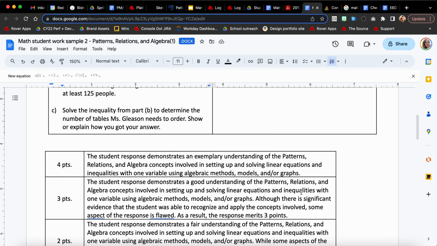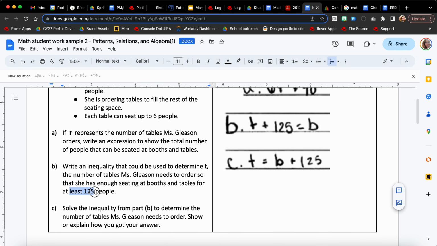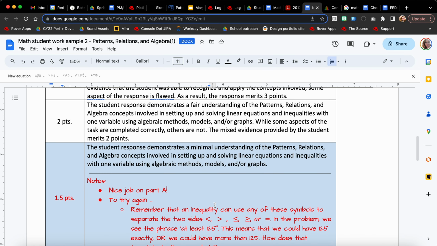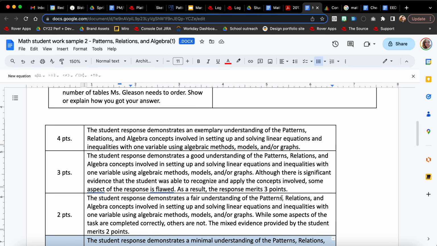I would also think about how, since when we think inequality, there's a couple different symbols. You have an equal sign here, which could be correct, but I want you to take a look at where it says at least 125 people. Is 126 at least 125? It is. It's at least that. It could be 125, but it also can be greater than 125. So when we think at least, we could be thinking about one of these symbols here. So I want you to think about that a little bit.